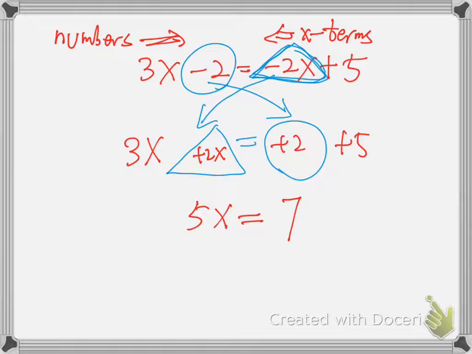So now last step is division. So we move first and then divide. So divide by 5, divide by 5, x is 7 over 5. Okay, so let's look at one more example. Negative 2x plus 3 is 3x minus 5.